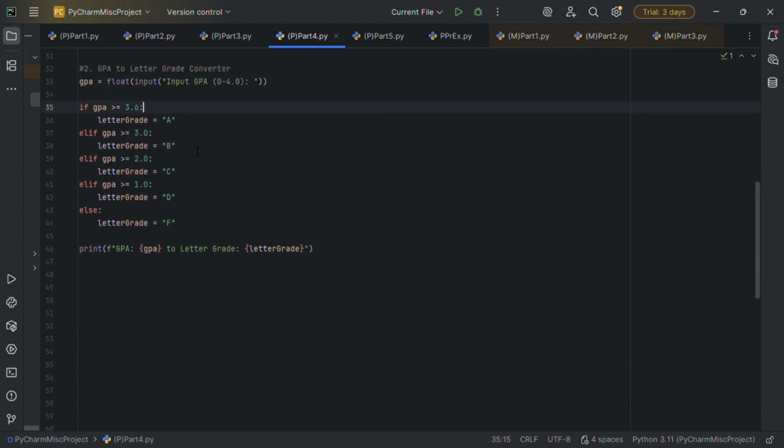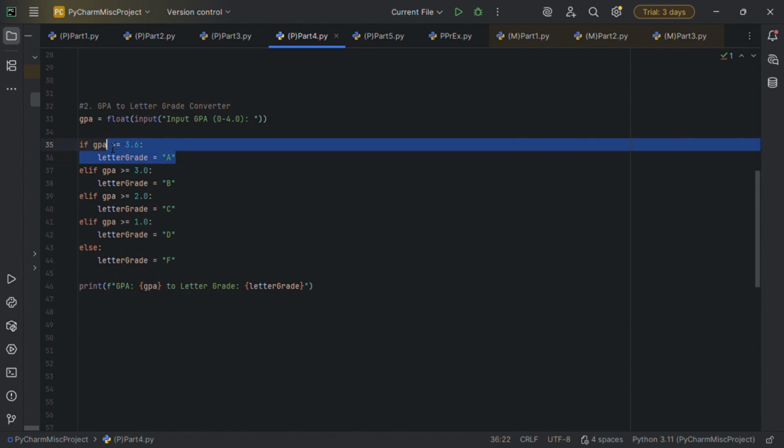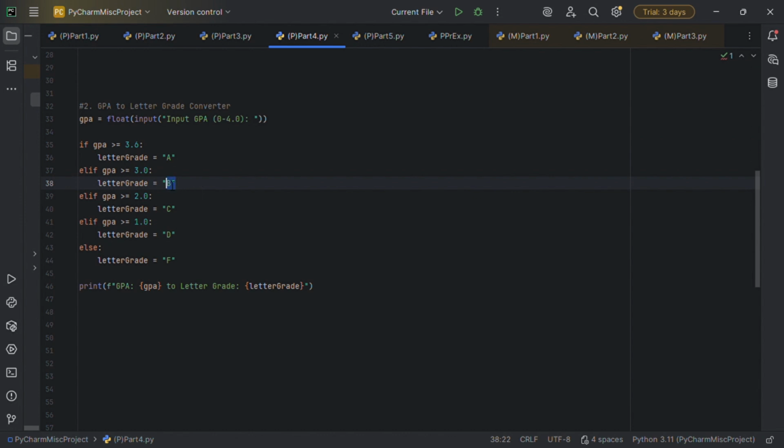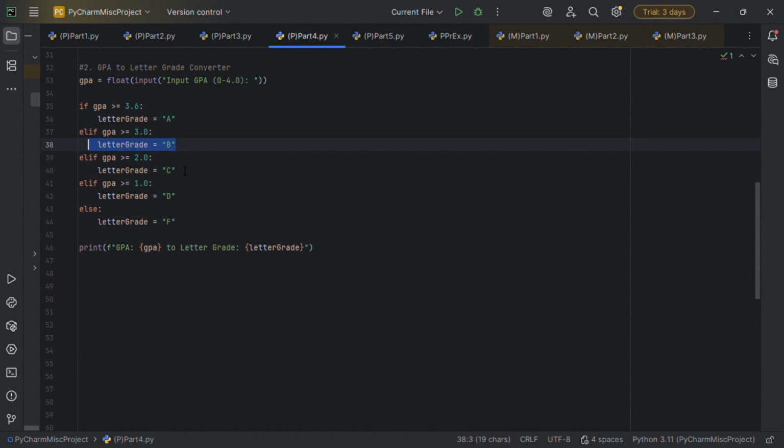Then this checks if the GPA is 3.6 or higher. If yes, the letter grade is set to A. If the GPA is 3.0 to 3.59, the letter grade becomes B.